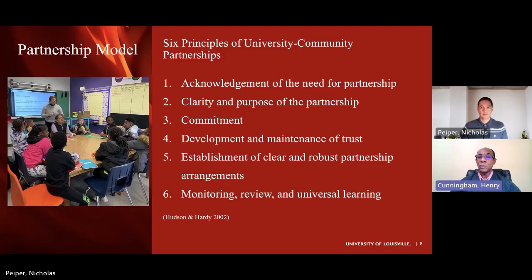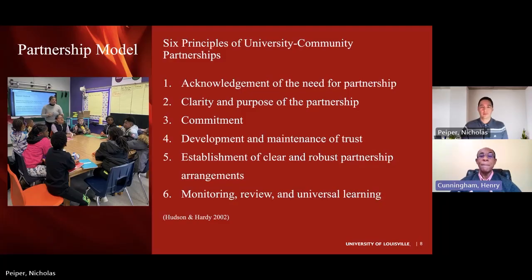Secondly, you want to make sure you clarify the purpose of the partnership. Why are we getting together? What do we hope to accomplish? What are our roles and responsibilities? That has to be clarified. So we need to define what your roles are and also the roles of your partner in working together. No ambiguity. Otherwise, that can lead to confusion.